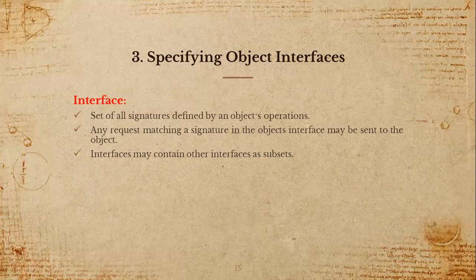Here the set of all signatures defines the object's operations, which is called the interface to the object. An object's interface characterizes the complete set of requests that can be sent to the object. Any request that matches a signature in the object's interface may be sent to the object. Interfaces are fundamental in an object-oriented system, and objects are known only through their interfaces.